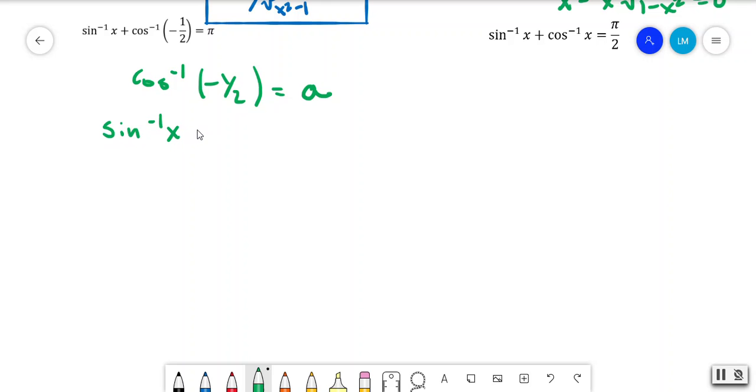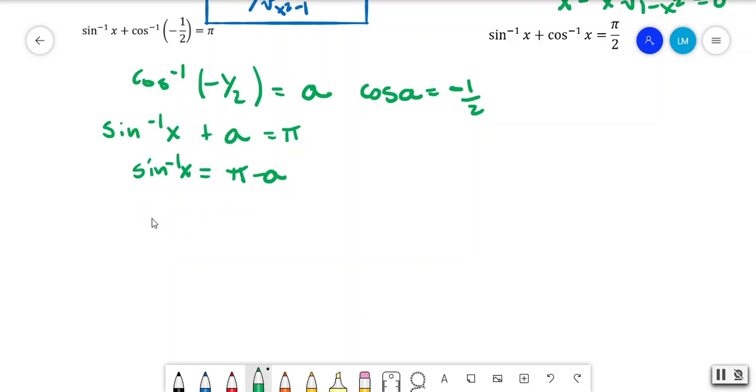Okay, so sine inverse plus A equals pi. So in that case, you have sine inverse equals pi minus A. Now, back over here, this expression tells you that cosine of A equals -1/2. So if I take the sine on both sides, I have x equals sine of pi minus A.